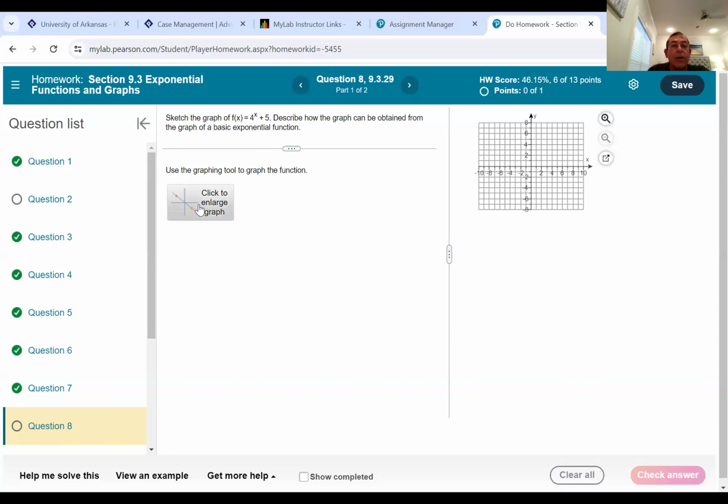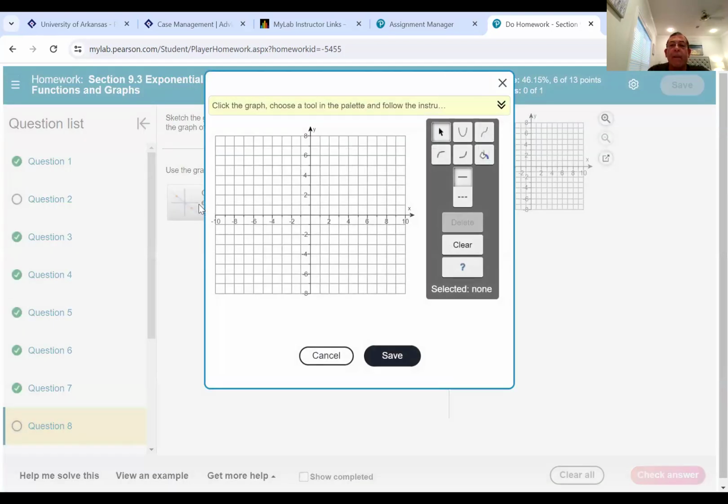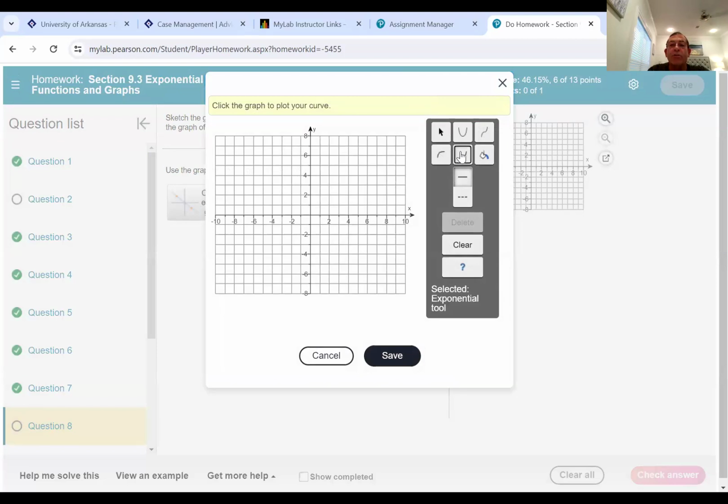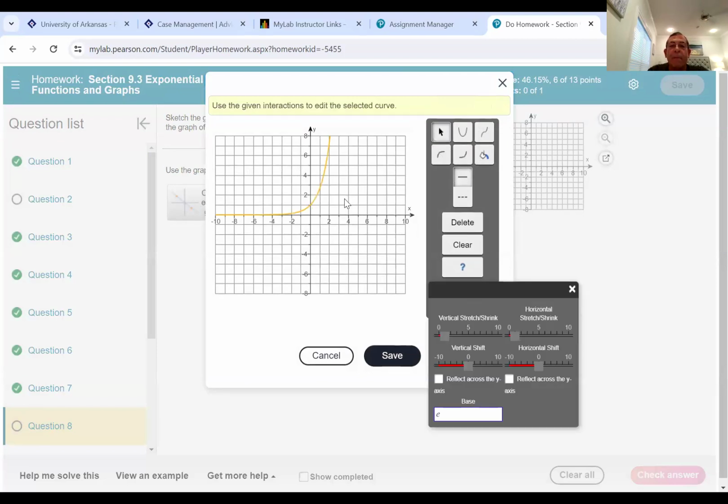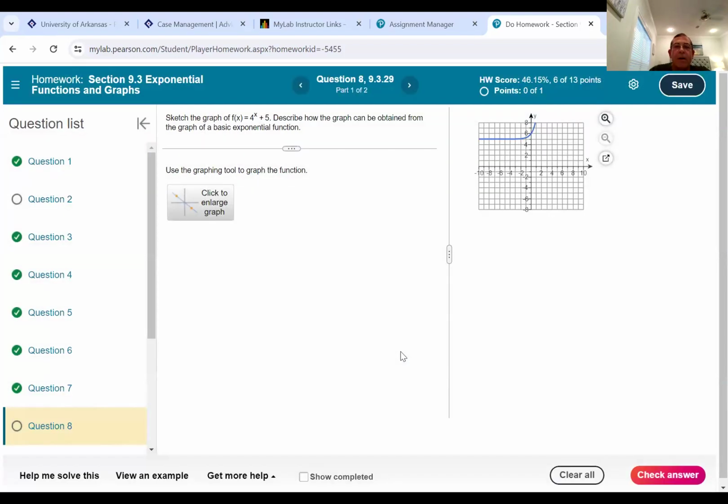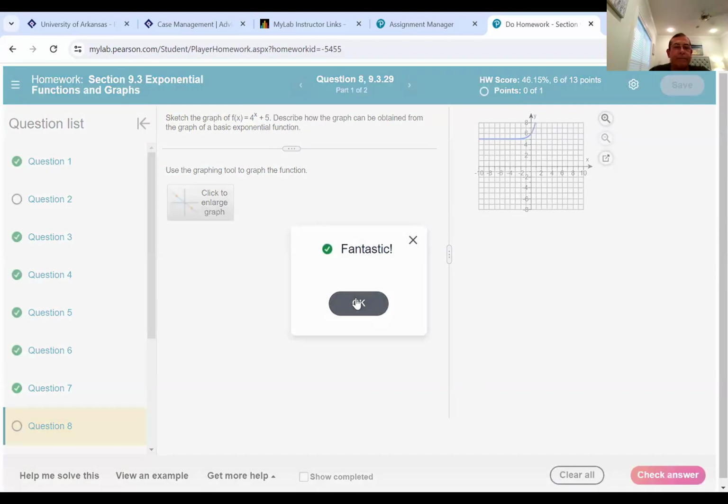So y'all, let's click to enlarge our graph. We're going to grab the exponential tool, click on the graph. We said that would go up 5. So that'd be a vertical shift, go to 5. And then come down here and change that base from an E to a 4. So the base is always the number in front of that exponent, okay? All right, so if you notice, it moved that graph up for us. So then we check our answer and move on.